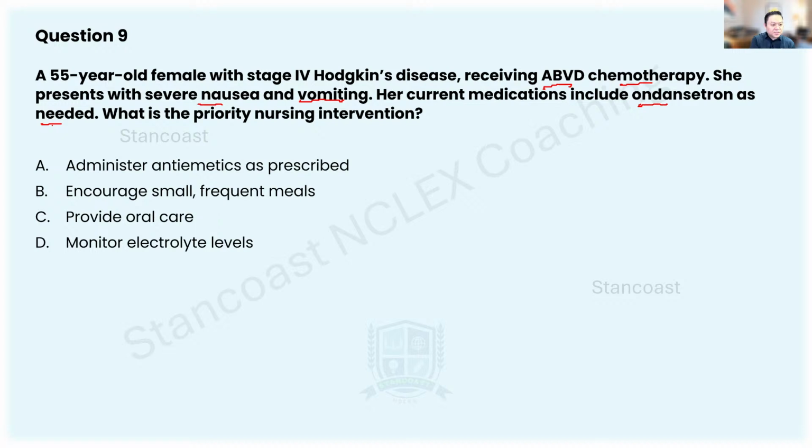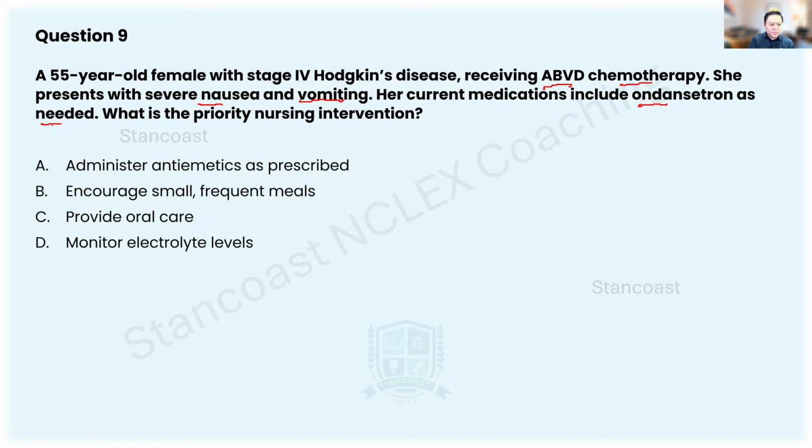So we have answers: encourage small frequent meals, and also A, administer antiemetics as prescribed. A and B. So we are split between A and B. Are you sure, guys? Chemotherapy. I haven't heard of any patient that had chemotherapy that never complained about nausea and vomiting. Everyone complained about it, no matter what. And so, what would be the best nursing intervention that we can offer to this patient in order to treat or prevent the nausea and the vomiting?